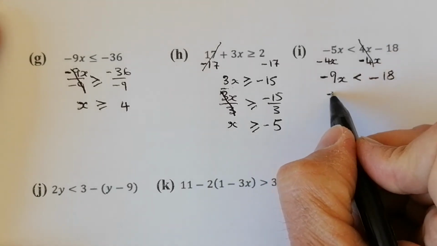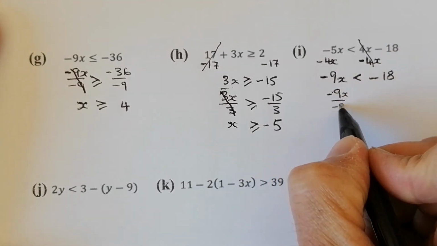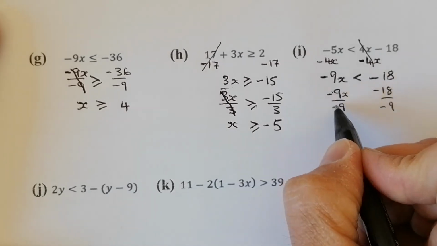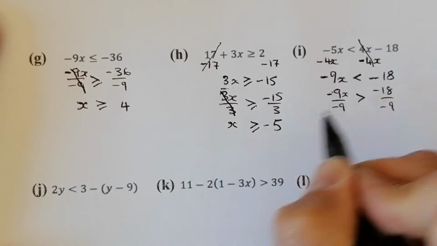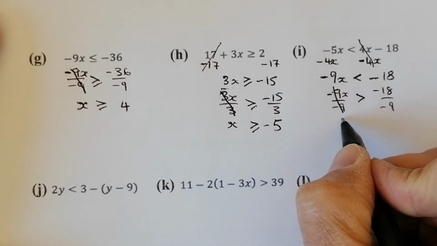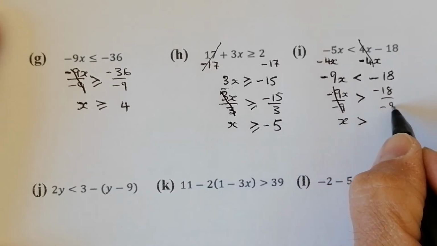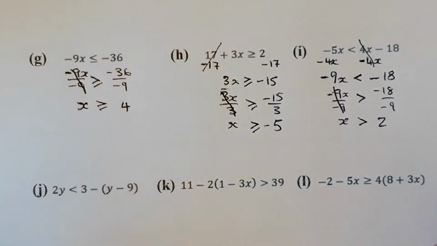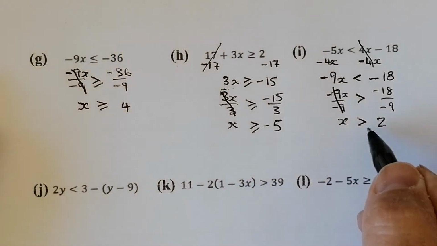I'm going to divide now by minus 9. I'm going to flip the sign because I'm dividing by a negative, so it's going to go in that direction. Take that away there, that's eliminated. So that gives me 9 into 18 gives me 2, and the two negatives will cancel out, will give me a positive, so x is greater than 2.